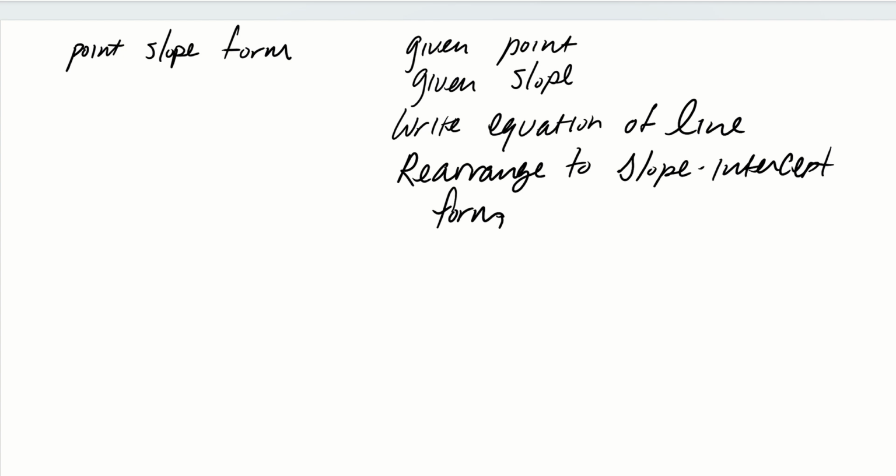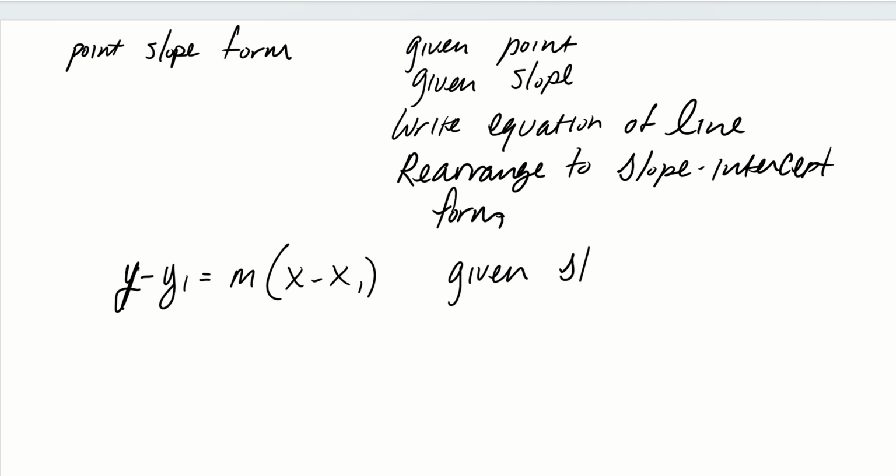Point slope form looks like this. y minus y1 is equal to m times the quantity x minus x1. And so that's when you're given a slope of m and a point x1 and y1.